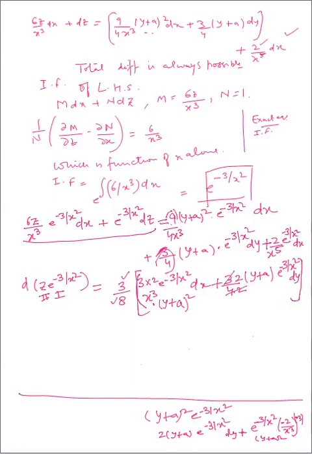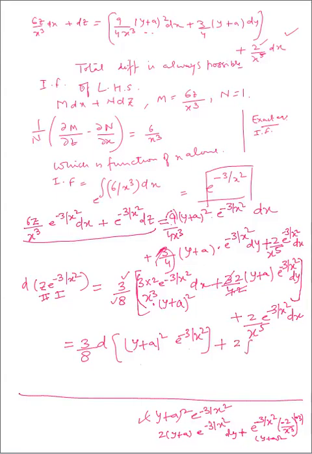So now it's okay. This is differentiation of, and next term is 2 upon x to the power 5 e to the power minus 3 upon x square dx. So this is 3 upon 8 d of this we have already written, y plus a whole square e to the power minus 3 upon x square plus, now this is 2 of, here it will be integral of 1 upon x to the power 5 e to the power minus 3 upon x square dx.